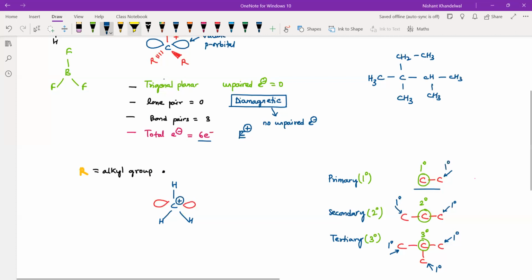Okay, so this is the question. You have to identify the degree of carbon. I am writing A, B, C, and D. So you have to tell me the degree.